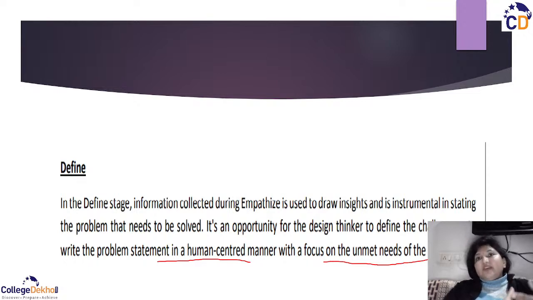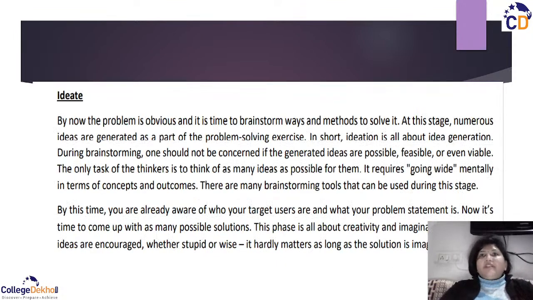So that's why the first phase is empathy. You put yourself in that particular situation, right? And then think upon that, how to define this problem. So in the define stage, you are just defining the problem. Then we have ideate. Now this is the very, very important step where you basically think about the solution part, how you are going to solve this problem. So let us see, this is very, very important.